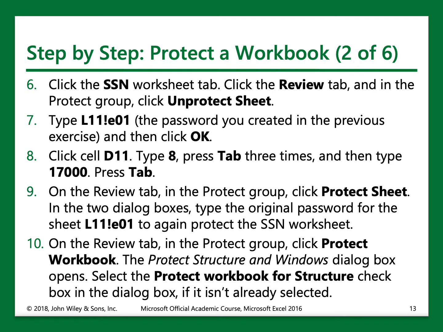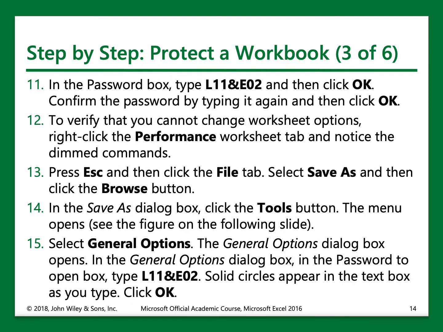Now, you previously had protected the sheet, so type in the password here to unprotect it, and then you can open that sheet. You can edit that then, and then re-protect it again. Then type this as the new password, and then in the Save As dialog box, click the Tools button and go to General Options, and then use this password to open the file.